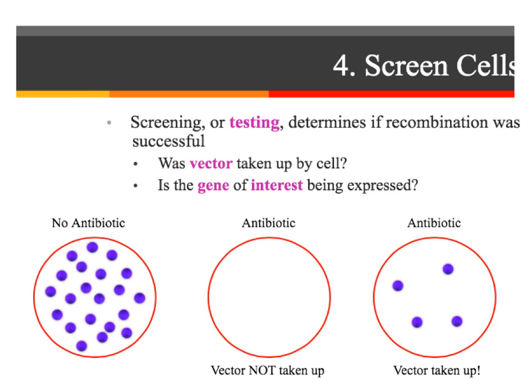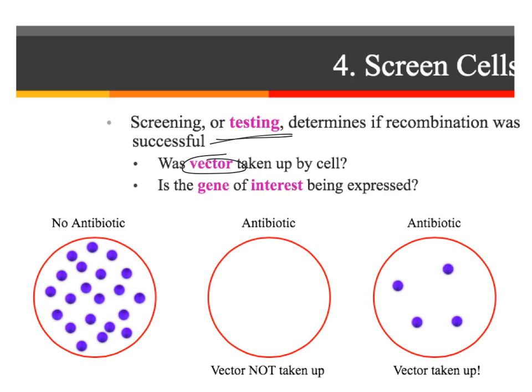So the idea is that we don't want to have all of the bacteria, because the plasmid is not taken up by every single bacteria cell. Sometimes the plasmid isn't taken up. We don't want to mess with the bacteria cells that didn't take up the plasmid, so we want to kill those off. How we kill those off is we treat them with the antibiotic. So basically, you're screening or testing to determine if the recombination was successful. Was that vector or plasmid taken up by the cell, and is the gene of interest being expressed?